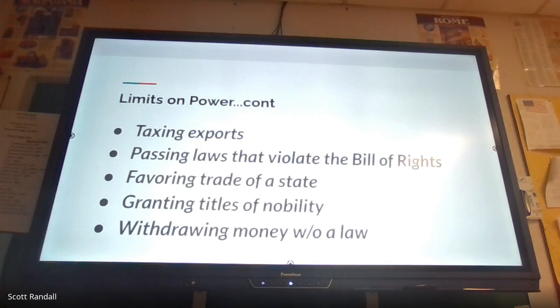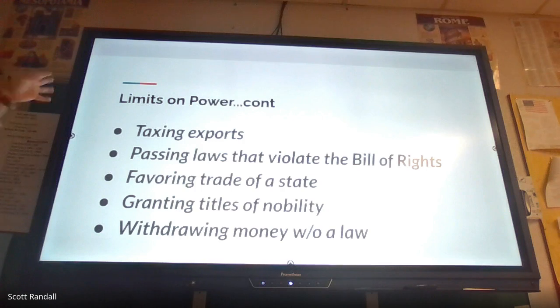And then withdrawing money without a law. There has to be a law, and for example, the 27th Amendment, the last amendment we talked about, is tied in with that, the idea of congressional pay. Congressmen couldn't give themselves a raise right away. They could vote for that raise, but they have to wait until after the next election for it to go in. Because then that gives the voters an opportunity to say, you know what, no, you're not getting a raise, I'm going to vote you out. So the 27th Amendment was tied in with that.